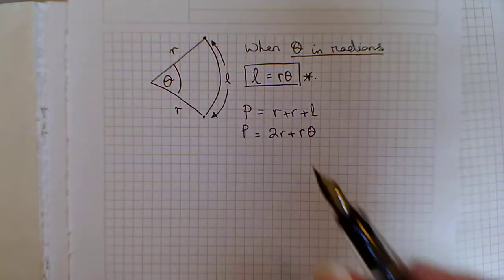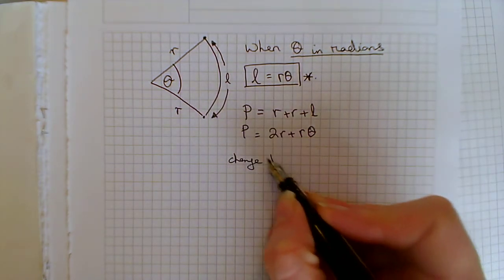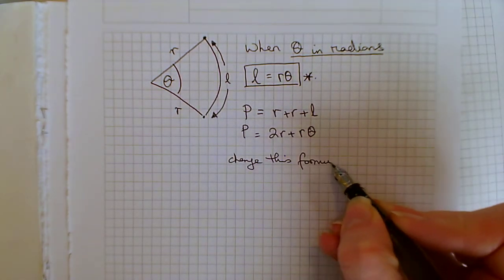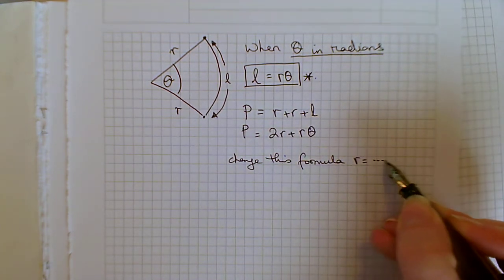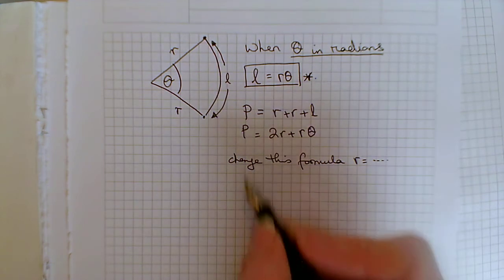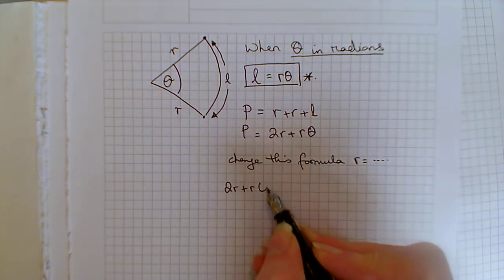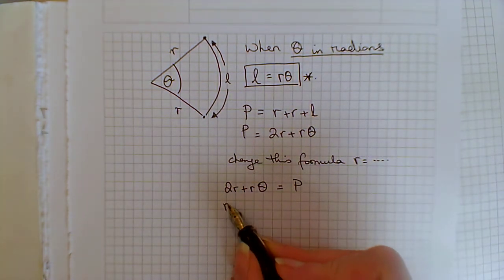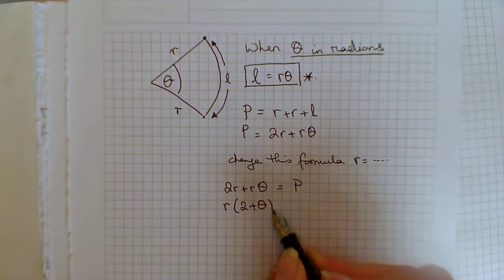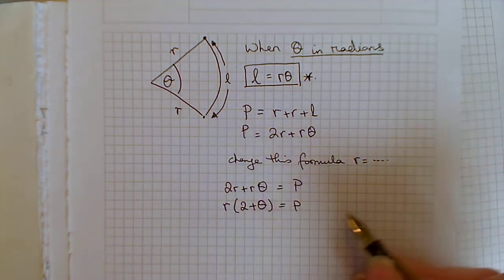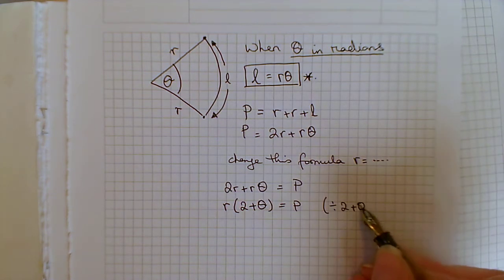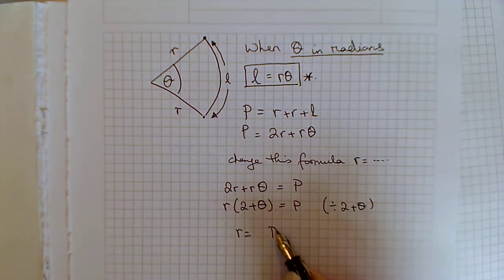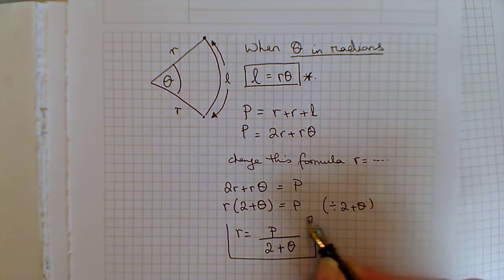Are we done? They asked us to manipulate this formula. They want us to change this formula to isolate R equal to everything else. So I'll write my formula the other way around. 2R plus R theta is equal to the perimeter. And now we know what to do. We need to get R on its own, so we factorize it out. R times (2 plus theta) equals the perimeter, and then I divide across by 2 plus theta in order to get R on its own, and it's the perimeter divided by 2 plus theta. That's the answer to that question.